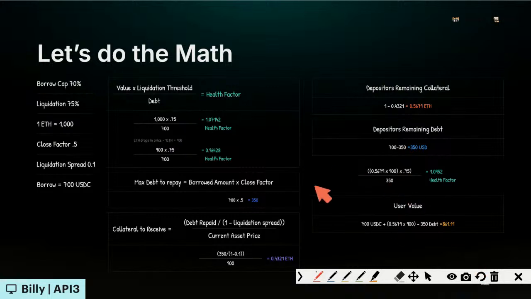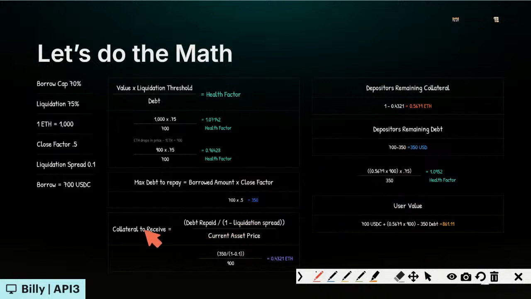Okay, so we're going to go back to that same formula. It's $900, same liquidation threshold, same debt. We didn't pay back our loan. We are now in a liquidatable position, right? 0.96. We are below 1. So we know that our max debt to repay is the borrowed amount times the close factor. The most we can pay back out of that $700 of debt is $350. So we know we can pay that back.